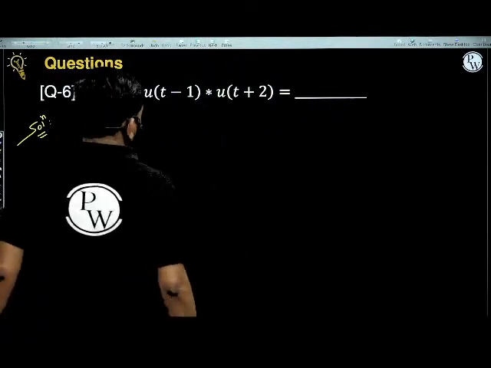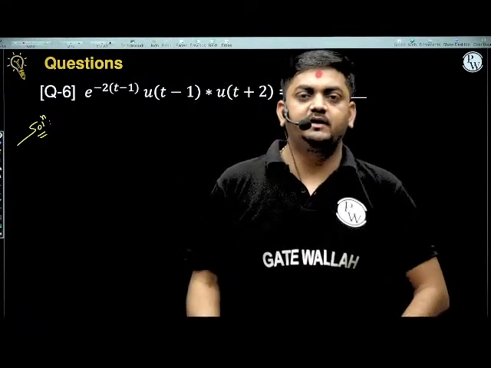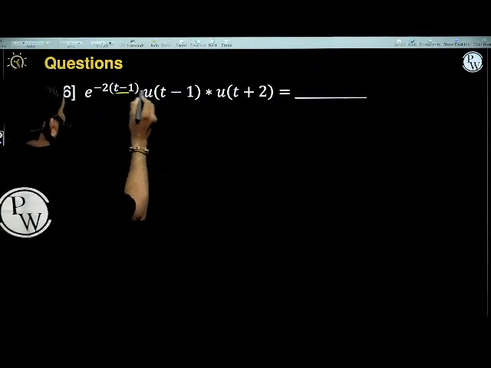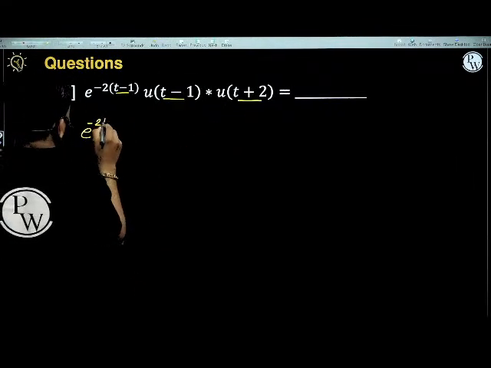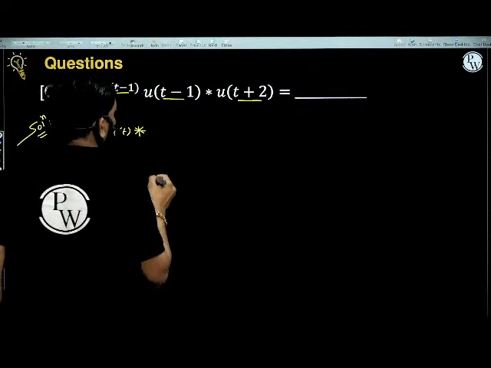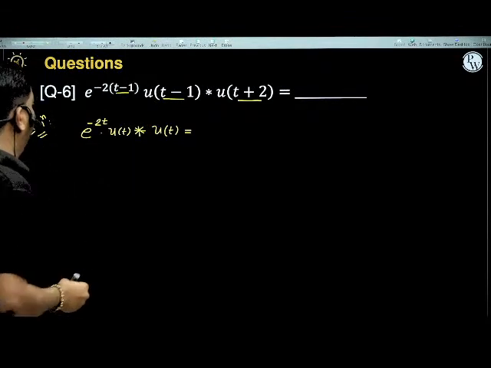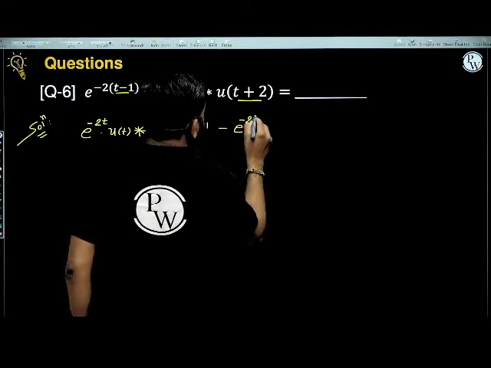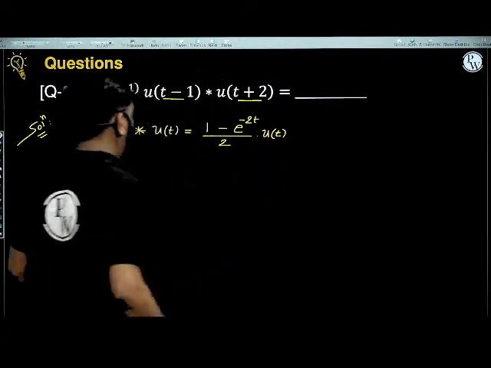So how to perform the convolution? As I told you guys, first perform the convolution without any time shifting, that is, here t becomes t minus 1, here also t becomes t minus 1, here t plus 2. So without shifting, that means e to the power minus 2t into u of t convolved with u of t, which is equal to, as we already know, 1 minus e to the power minus 2t divided by 2 into u of t, correct?